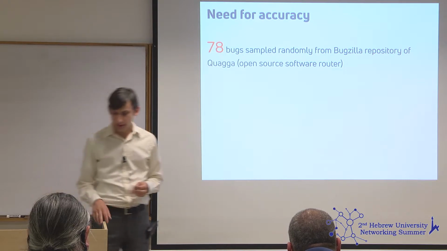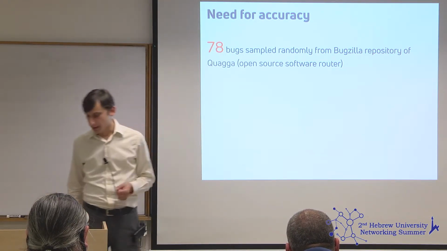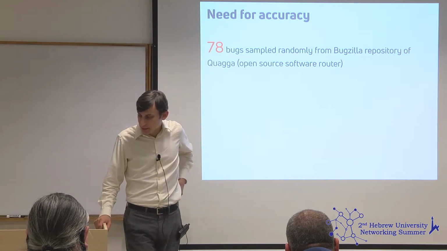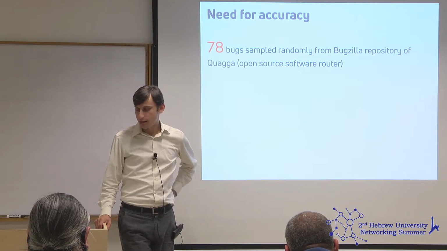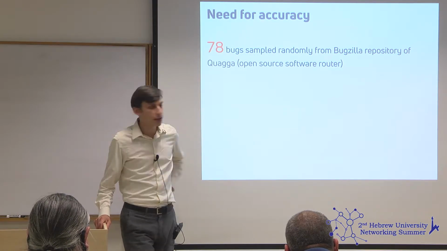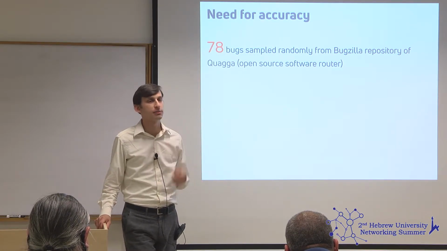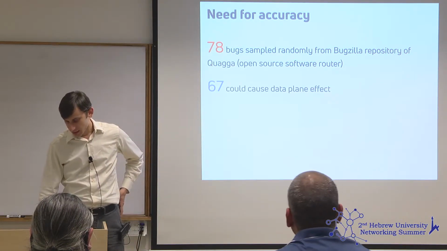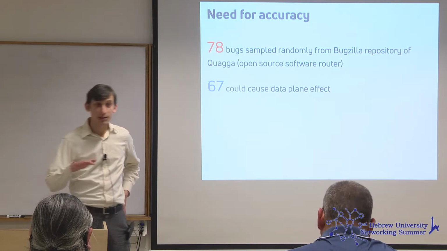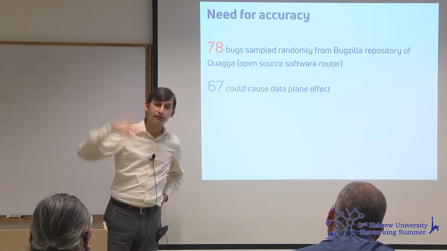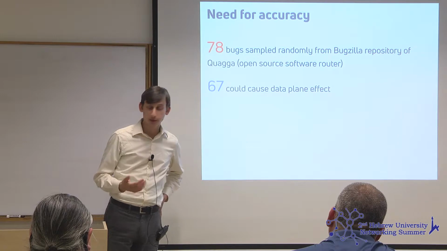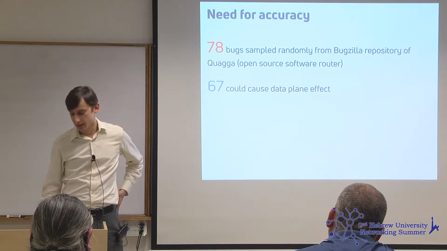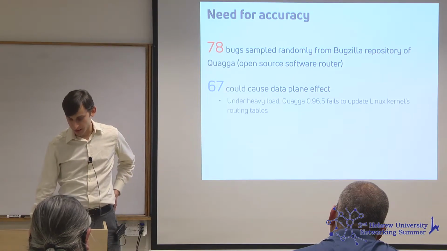So, do we need accuracy? One of the things that we looked at in our Anteater paper was a sample of 78 bugs randomly chosen from the Quagga repository, the Bugzilla repository for Quagga, which is this fairly popular open source software router. Of those 78 bugs, none of them you would see by looking at the config. You could only see it looking at a lower level. And even then, it may or may not manifest in the data plane. Of those, 67 could cause a data plane effect.